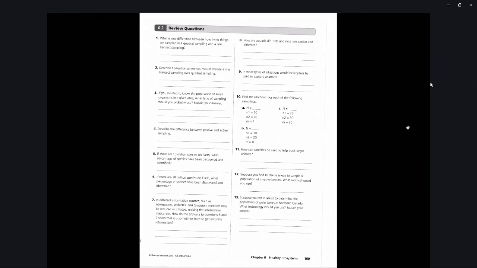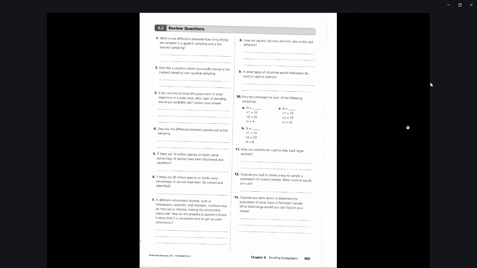All right, question 4. Describe the difference between passive and active sampling. And we've discussed that, so that's 1 mark. We've discussed the difference with passive, right? You're trying not to disturb, you're being passive. Passive means to not be acting, right? To not disturb. And active, of course, we know what active means.